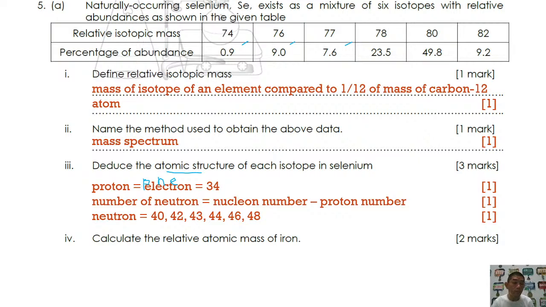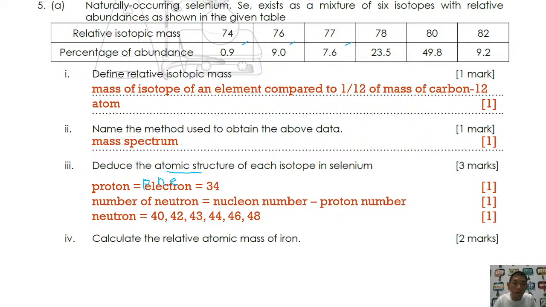Of course you can build a table based on that, but any way of how you answer is actually the same. It is up to you how you want to present your answer in here. You can also use a table to present your answer. It's okay. Then number 4, calculate the relative atomic mass of iron.